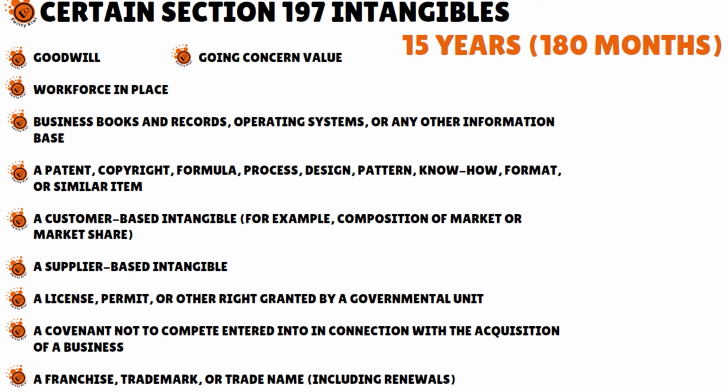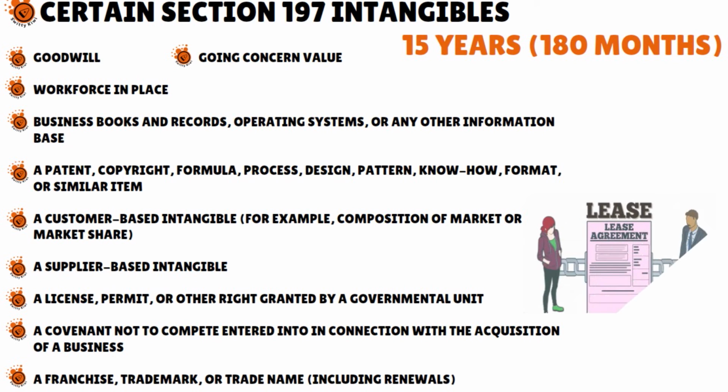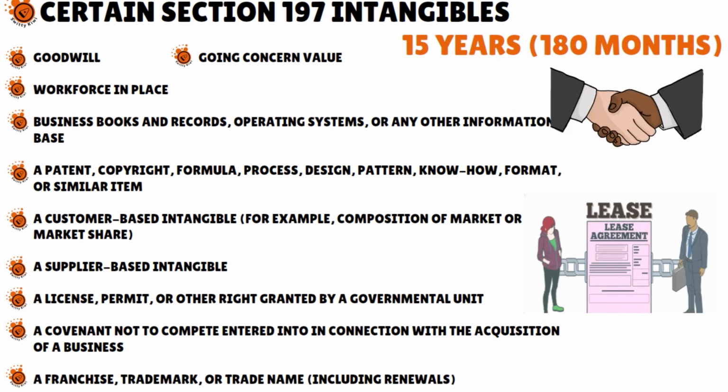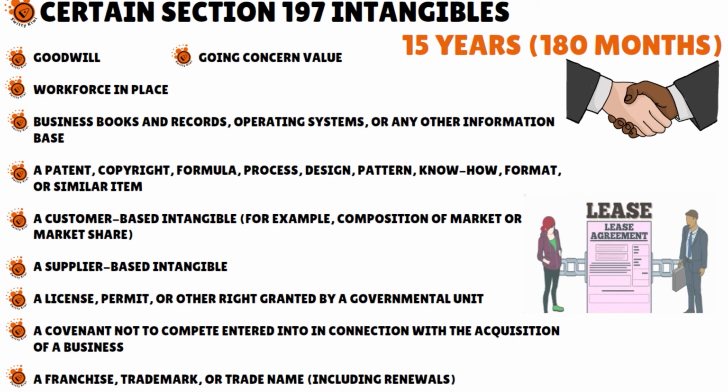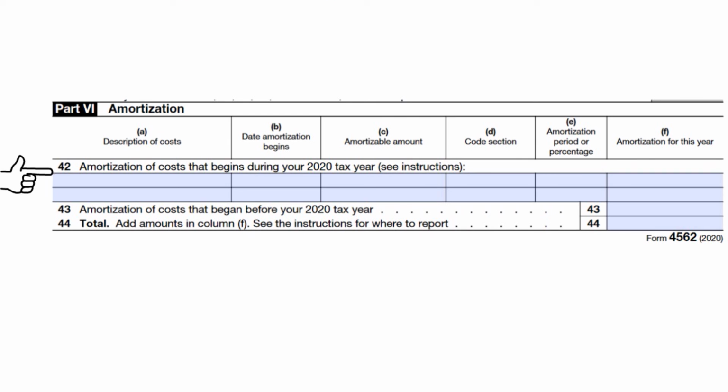A longer period may apply to Section 197 intangibles leased under a lease agreement entered into after March 12, 2004 to a tax-exempt organization, governmental unit, or foreign person or entity other than a partnership. Another thing that's very important to understand here is, so we are here on line 43, you have amortization of costs that began before your 2020 tax year. And line 44, this is where you add amounts in column F.